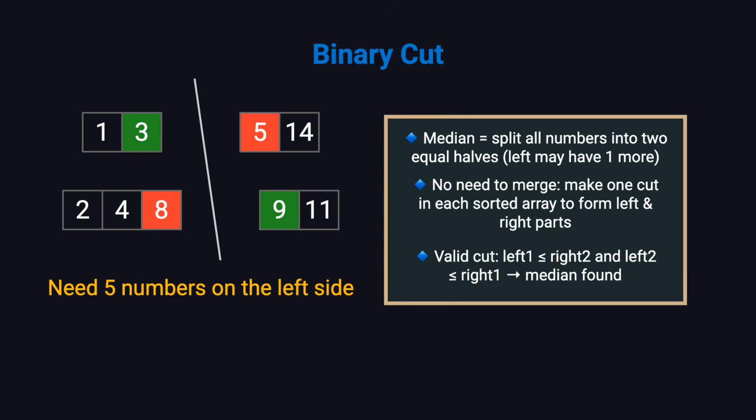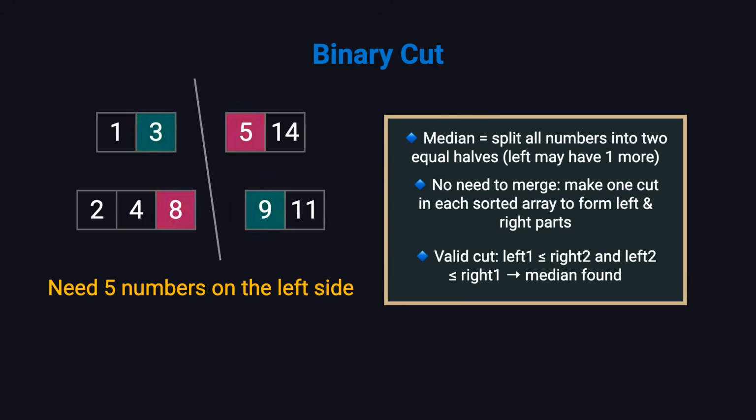Second condition, the largest on the left of numbers 2, which is 8, must be less than or equal to the smallest on the right of numbers 1, which is 5. But 8 is greater than 5, so this fails. What does that tell us? It means numbers 2 has too many on the left, or equivalently, numbers 1 has too few. We need to shift the cut of numbers 1 to the right to put more elements on the left.